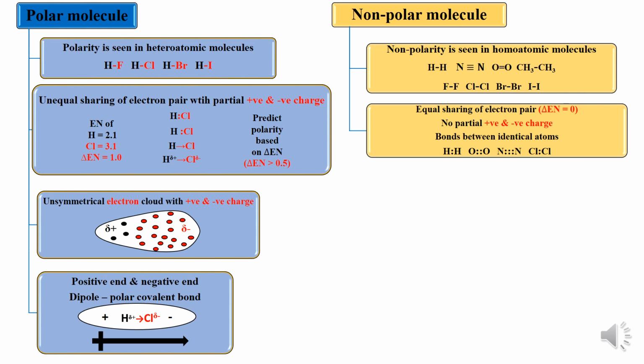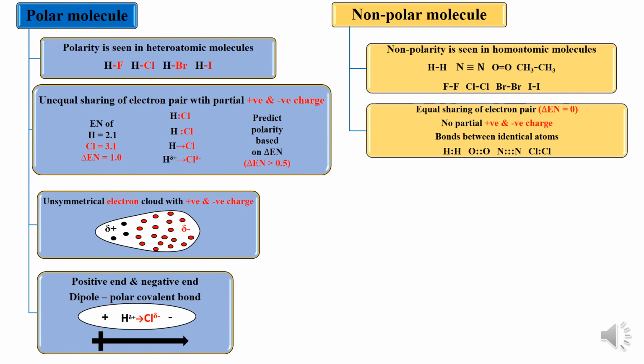Now in case of non-polar molecules, there is equal sharing of electron pair, in molecules like hydrogen, oxygen, nitrogen and chlorine. In case of hydrogen molecule, you see equal sharing of one electron pair. In case of oxygen molecule, there is equal sharing of two electron pairs. In case of nitrogen molecule, there is equal sharing of three electron pairs between the atoms involved in the bond formation. Since the atoms involved in the molecule are the same, non-polarity, as I already said, is seen in homoatomic molecules.